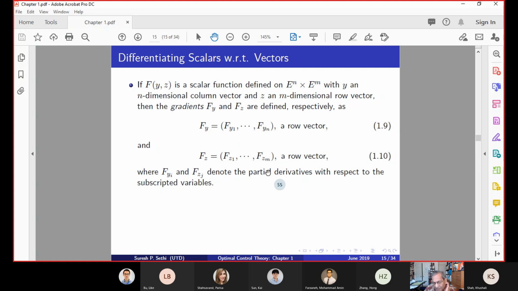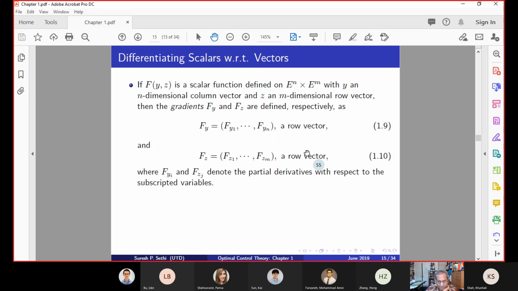It's not coming from some deeper version. It's just a convention. So let's just stick to the convention that other people stick to, and most of the books would adhere to this convention. So f sub y is a row vector, regardless of whether y is a column. Fz, even though z is a row, is also a row vector. Okay, so fy and fz are both row vectors.